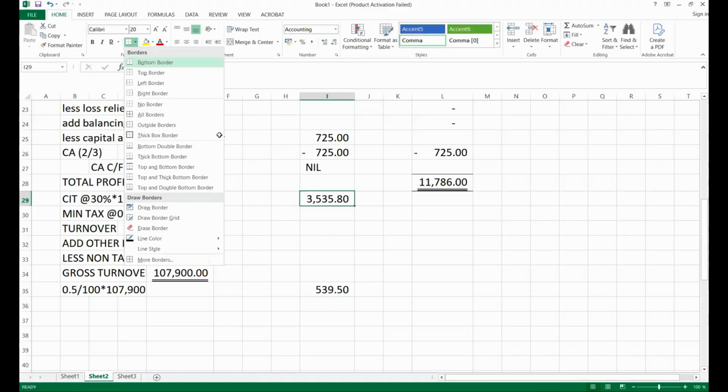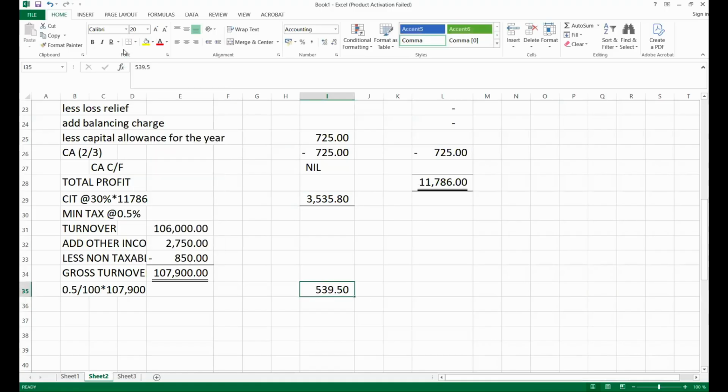Which one do we say should be selected between the minimum tax and the normal tax liability? The highest. So we select the higher, which will be 35.8, as the final tax liability. So which is the CIT.